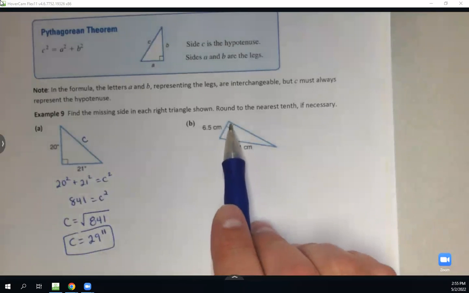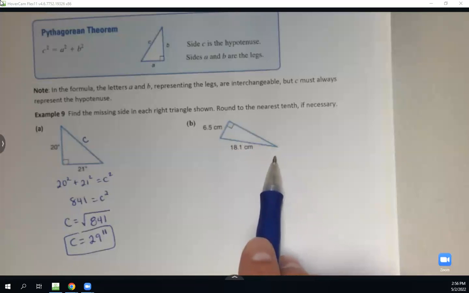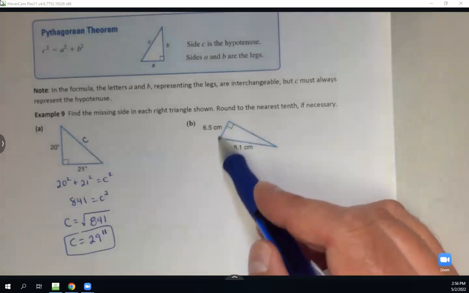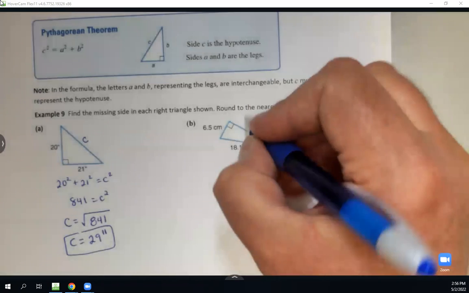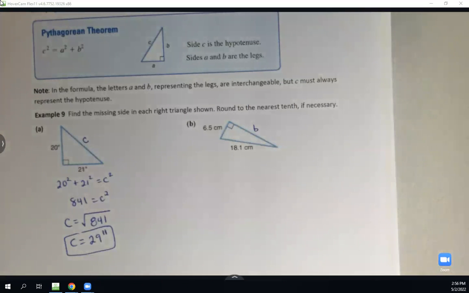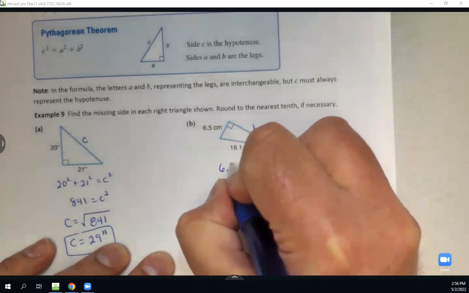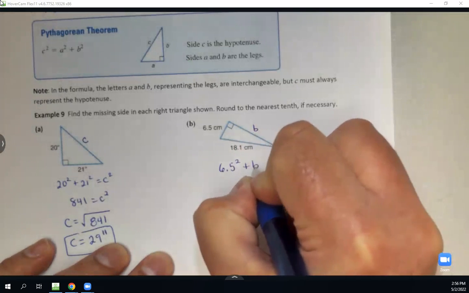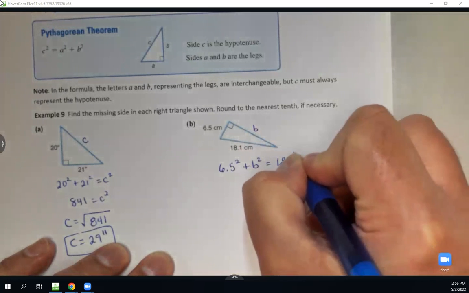In B, look at what's opposite the right angle, 18.1. So that's the hypotenuse that I know. And I know one of the two sides. So if I call this side A, then I would be looking for side B. Does that make sense? Okay. So 6.5 squared plus B squared equals 18.1 squared.